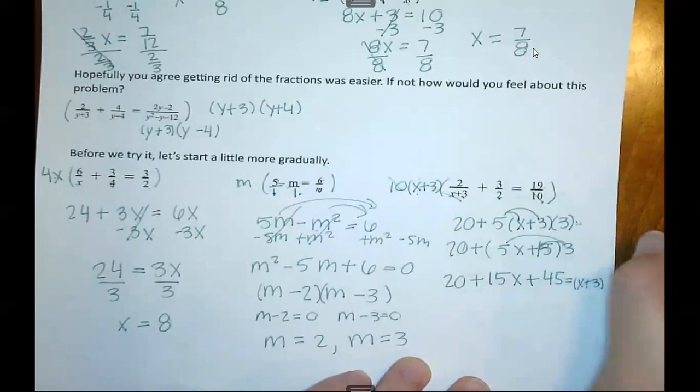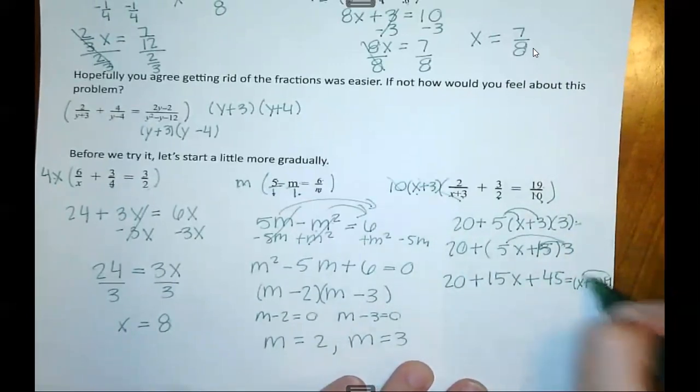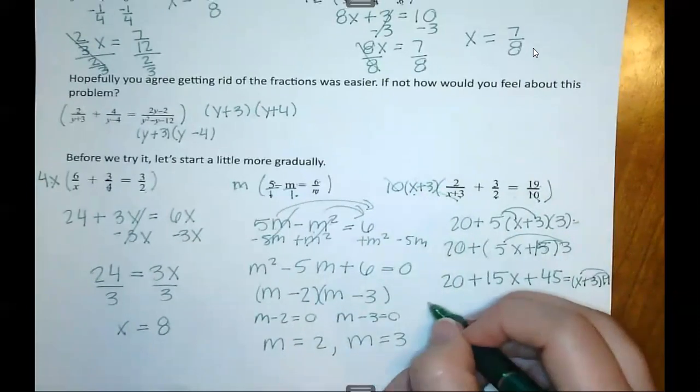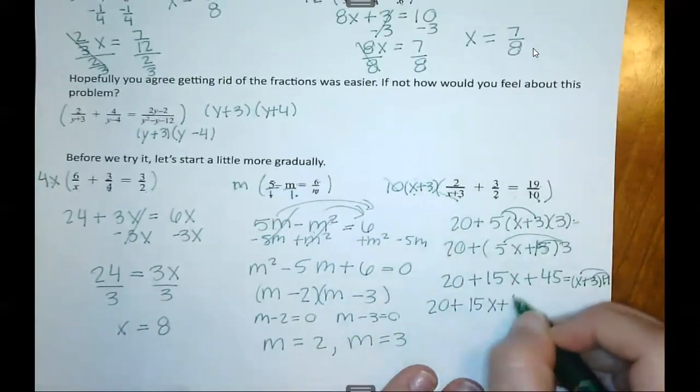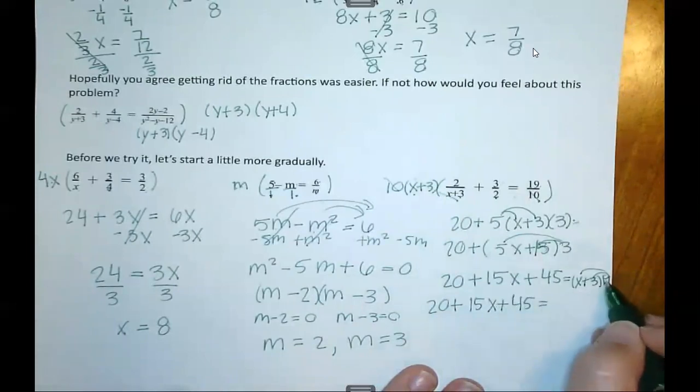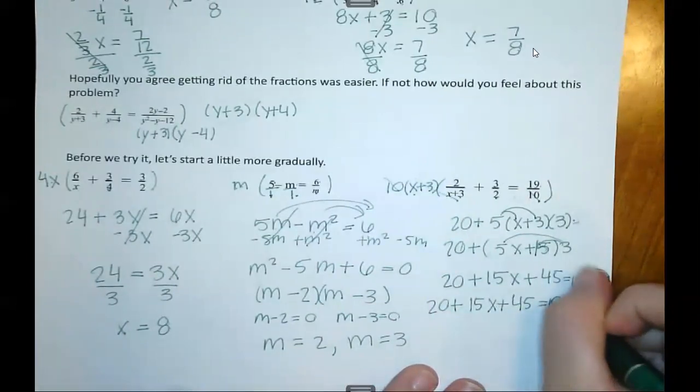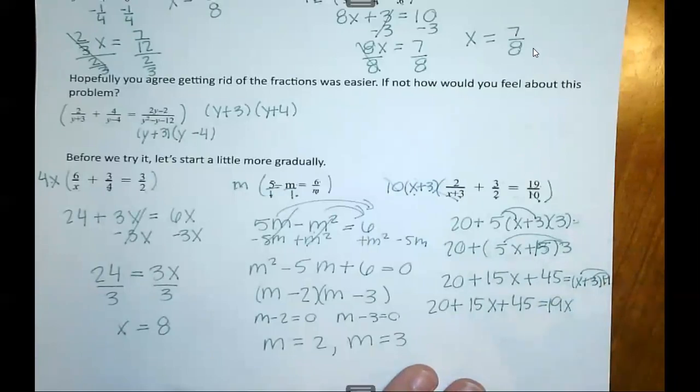x plus 3 times 19. So I'm going to have to distribute that 19 into the parentheses. So we've got 20 plus 15x plus 45 equals 19 times x would be 19x, and 19 times 3 will give you 57.